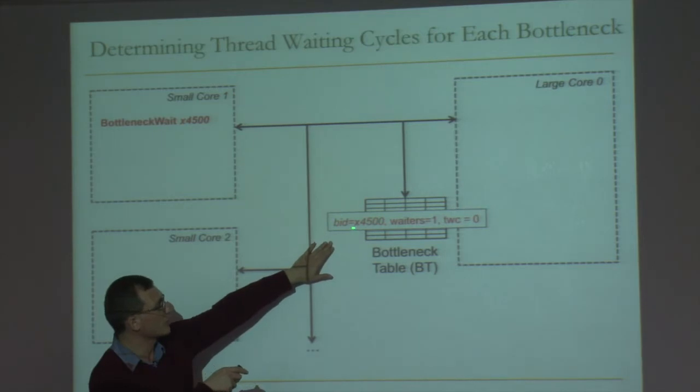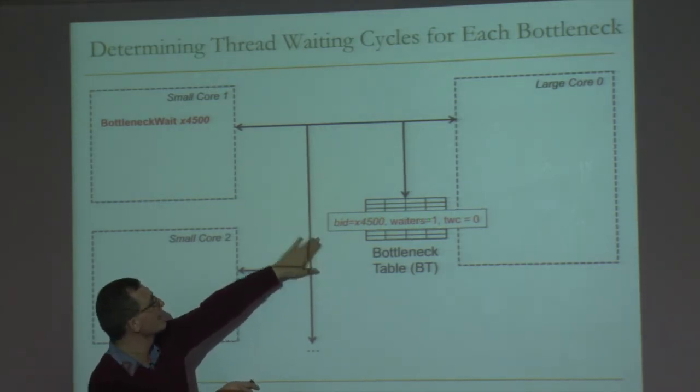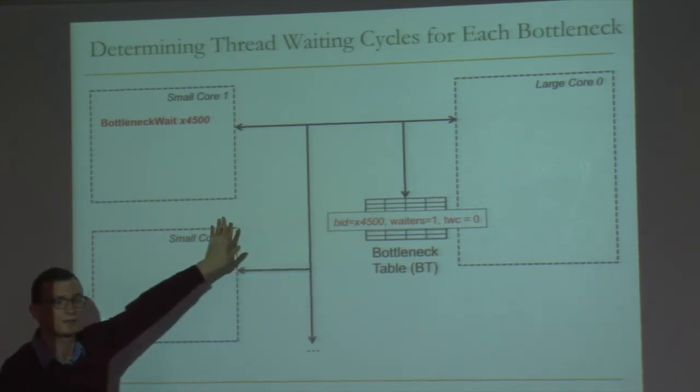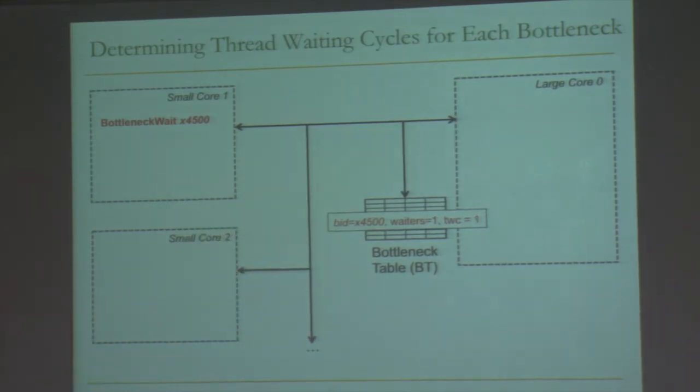The bottleneck table records the bottleneck ID, and it says the number of waiters is 1. Thread waiting cycles is so far 0, because no thread has waited for this bottleneck before. Now cycles continue, so thread waiting cycles get incremented, because the small core keeps waiting. So you keep incrementing this. Later, let's say small core 2 also starts waiting for this bottleneck. This gets sent to the bottleneck table. Now the number of waiters becomes 2, and you keep incrementing thread waiting cycles by the number of waiters every cycle. Now it gets incremented by 2.